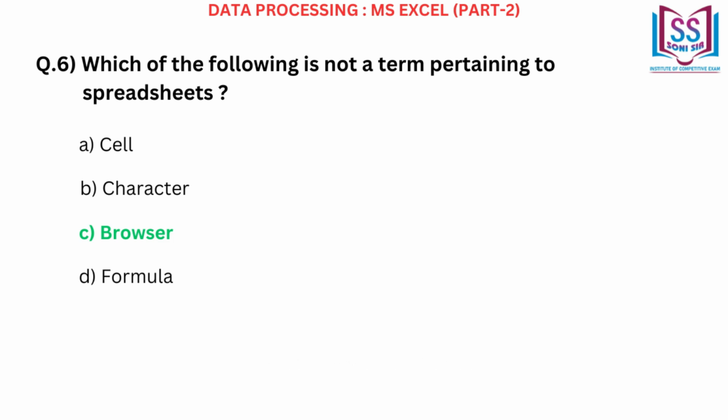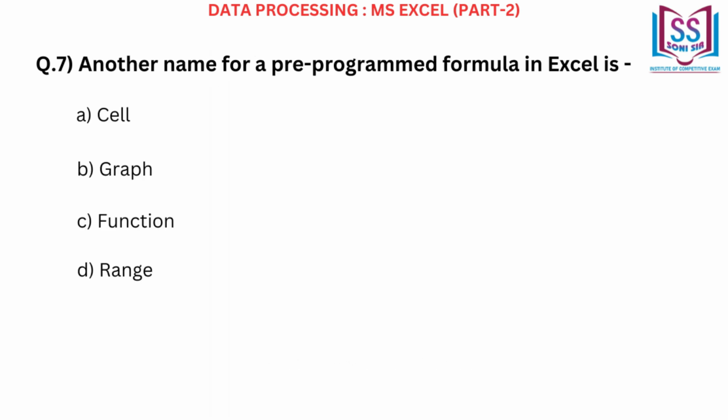Another name for a pre-programmed formula in Excel is A. Cell, B. Graph, C. Function, D. Range. Correct answer C. Function.